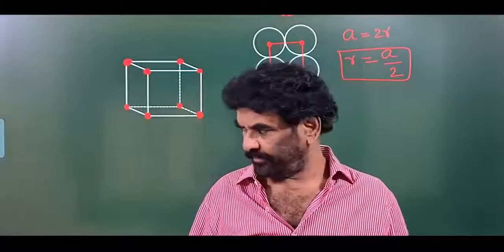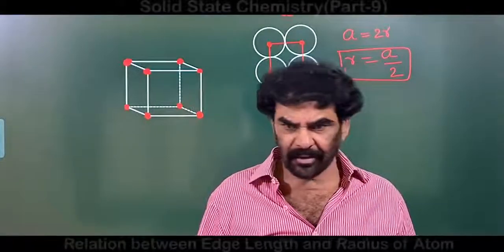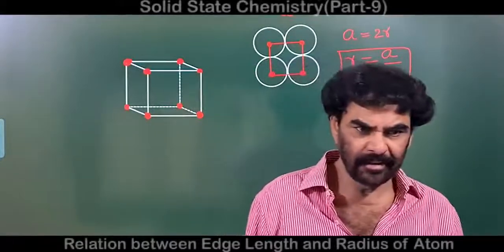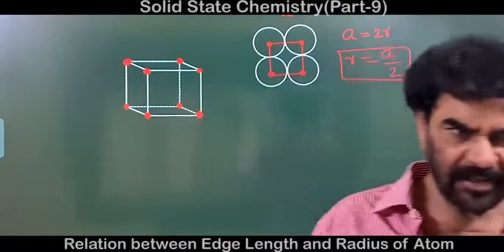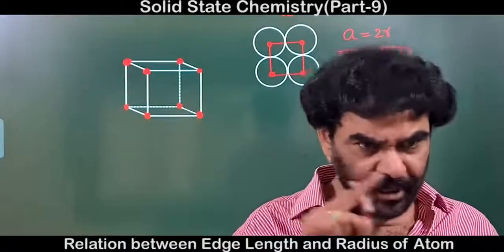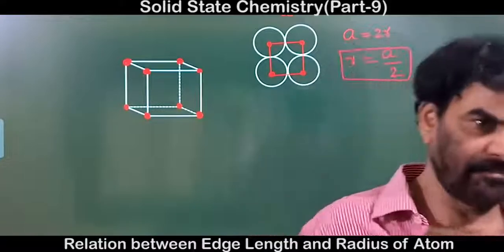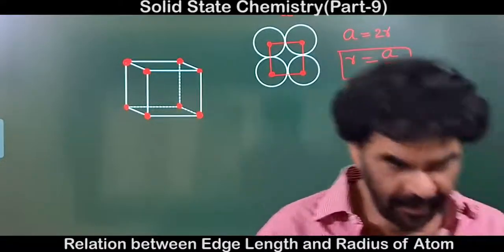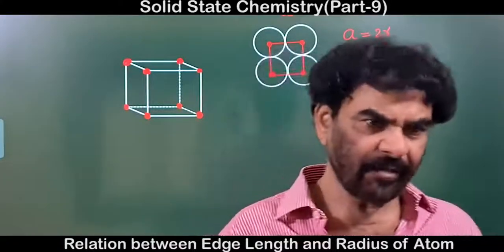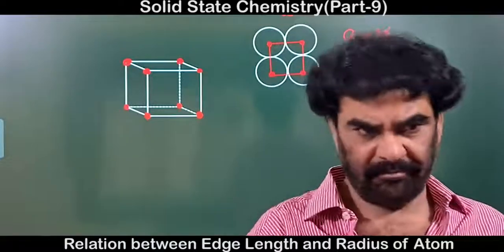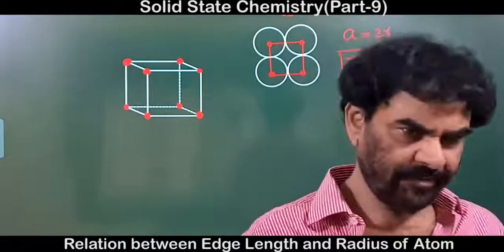Today I would like to discuss the relation between the edge length of the cubic unit cell system and the radius of the atom, that is, the lattice point.